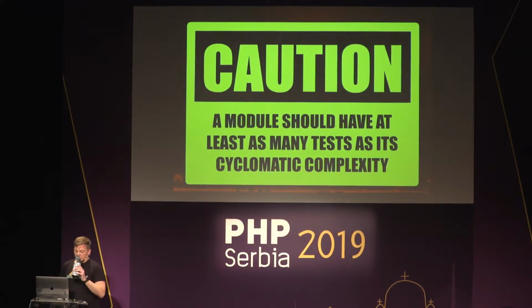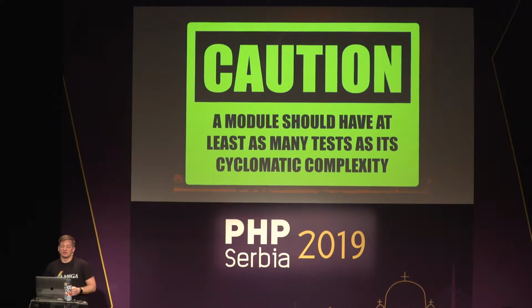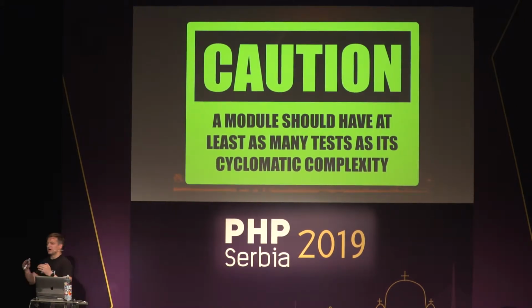So let this sink in for a second. We have a metric, cyclomatic complexity, and that tells us how many unit tests we should have. That's quite nice. So what we should try to do is to keep our cyclomatic complexity low, so we have to write fewer unit tests, because who wants to write unit tests, right?